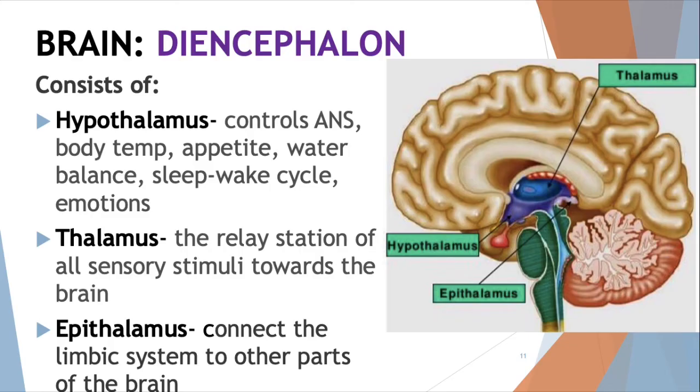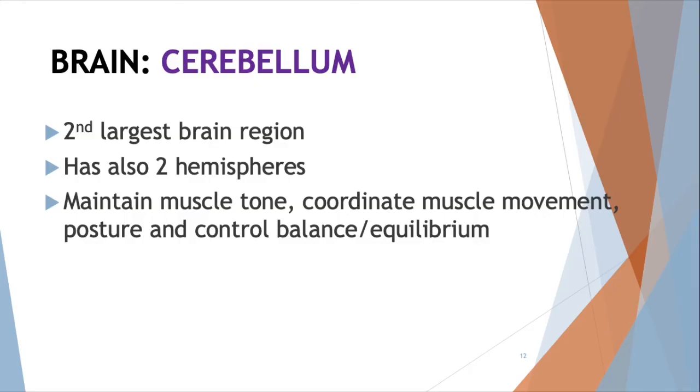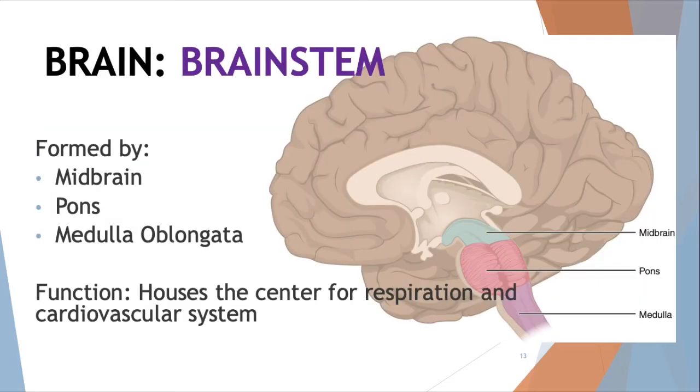Okay. Next, the thalamus. The thalamus is the relay station of all sensory stimuli towards the brain, and the epithalamus connects the limbic system to other parts of the brain. Okay? Next slide, we have the cerebellum. The cerebellum is the second largest brain region. It also has two hemispheres. The cerebellum maintains muscle tone, coordinates muscle movement and posture, and controls balance or equilibrium.